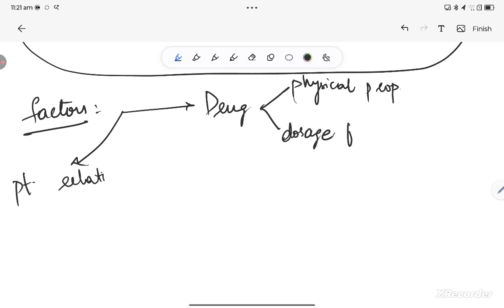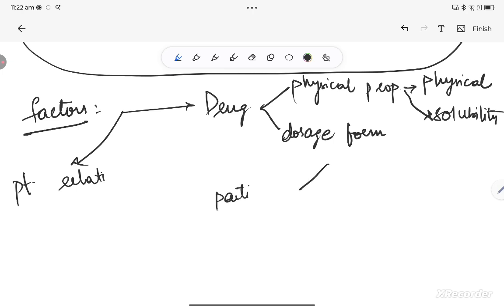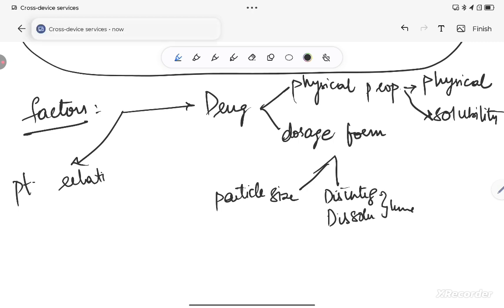With respect to physical property, physical state. In the same way, solubility. With respect to dosage form, particle size. Second is your disintegration and dissolution. Both are times, disintegration time and dissolution time. In the same way, third one is your formulation. These all come under your factors.